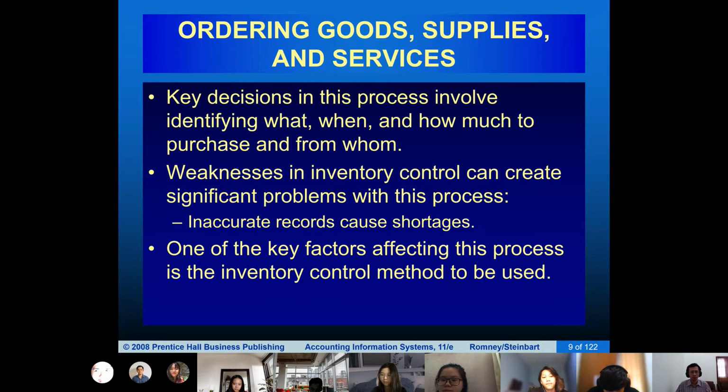So the key issue here is what product needs to be purchased, when, and how much, and also from whom. So we need to have accurate information on what product to buy, how much, and when. And the method of doing this is called the inventory control methods.